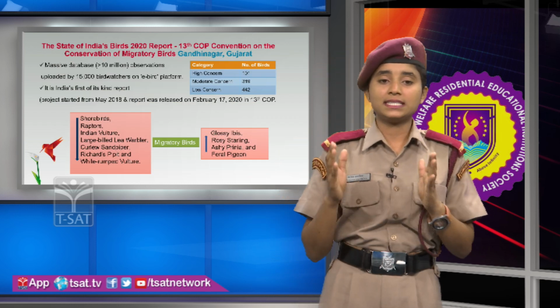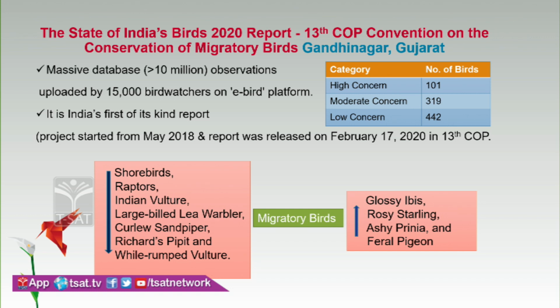Recently, a project was started in May 2018 and completed on February 7, 2020. It is based on the conservation of migratory birds. The 13th COP, Conference of Parties, was held in Gandhinagar, Gujarat. They did a project on more than 10 million birds. They categorized the birds in three ways: high concern, moderate concern and low concern.